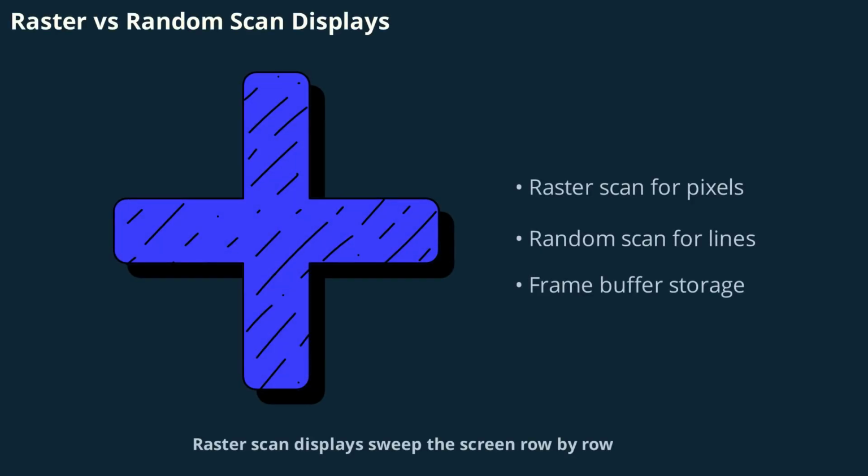Raster scan displays sweep the screen row by row, refreshing the entire grid of pixels many times per second. Images are stored in a frame buffer as pixel color values. Random scan displays, or vector displays, direct the beam only to parts of the screen where lines need to be drawn, tracing lines directly. Raster displays are suited for complex, shaded images, while random scan displays excel at sharp, wireframe graphics.